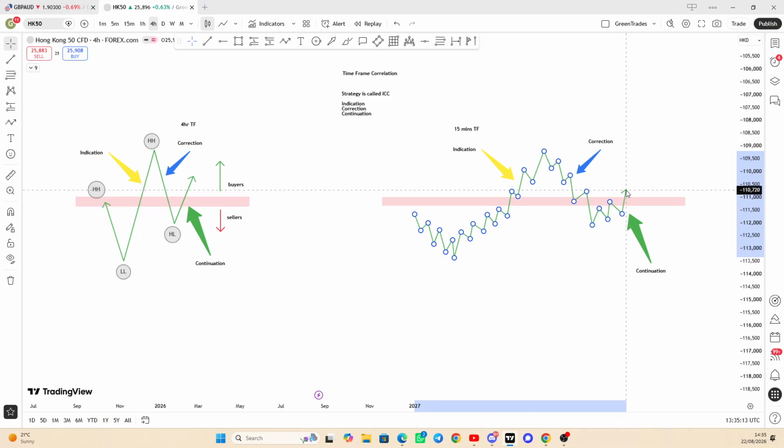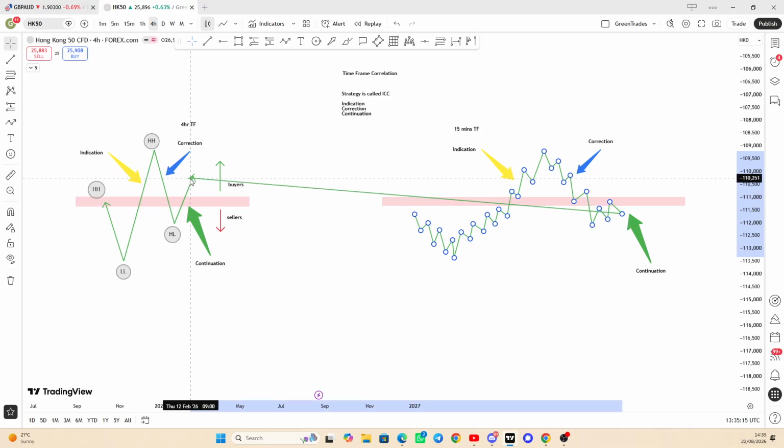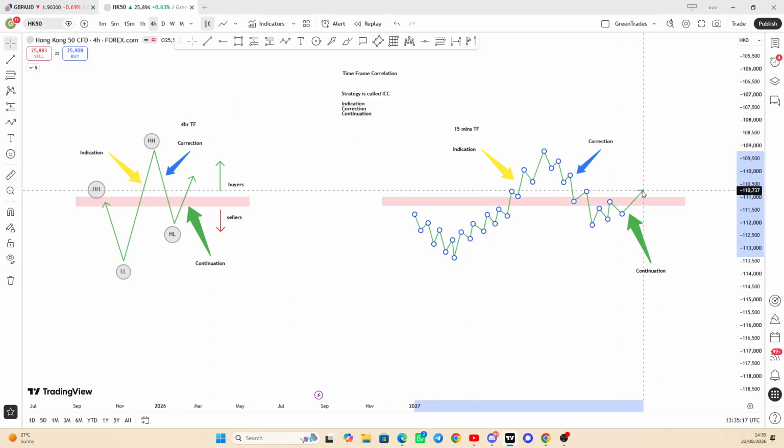And once it breaks that resistance, then it's the same as you can see on the 4-hour time frame, right? So if you go on the 4-hour time frame, you're seeing that the indication is to the top. If you go on the 1-hour time frame, you're going to see that the indication is to the top. And then on the 15 minutes time frame, because it's done the indication, the correction, and then the continuation, you can see that it has also broken that same level and now gives you the same indication, right?